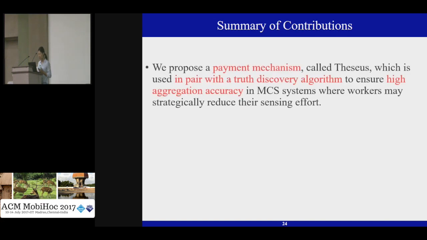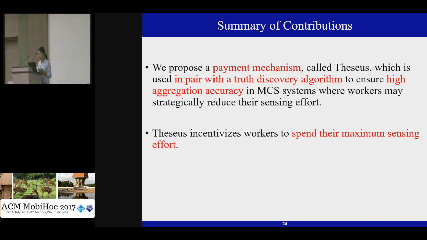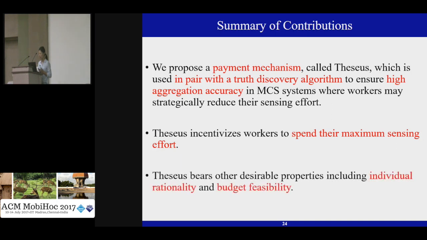To sum up, in this paper, the authors propose a payment mechanism called Theseus, which is used in pair with the truth discovery algorithm to ensure high aggregation accuracy in MCS systems, where workers may strategically reduce their sensing effort. Theseus incentivizes workers to spend their maximum sensing effort and bears other desirable properties, including individual rationality and budget feasibility.